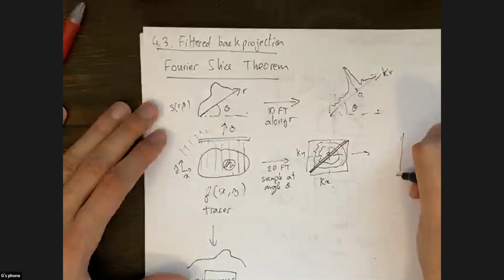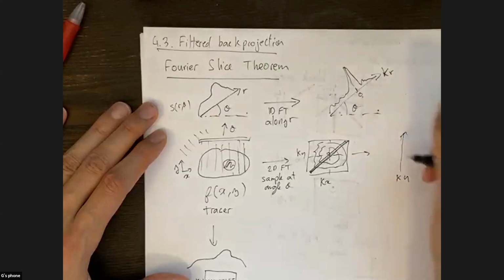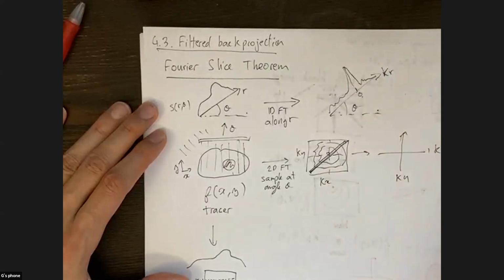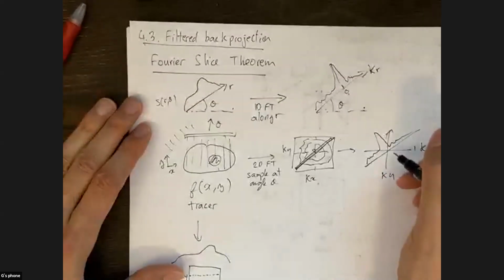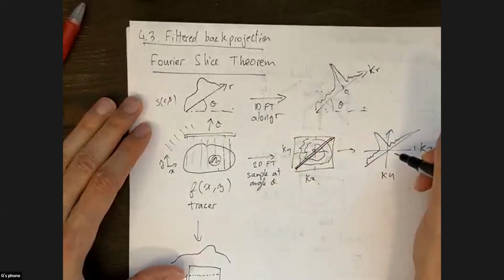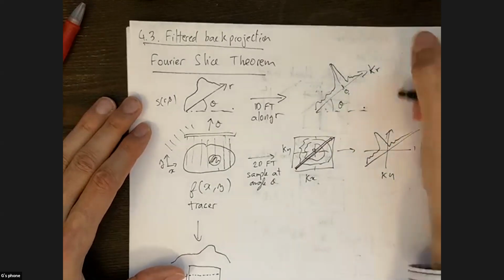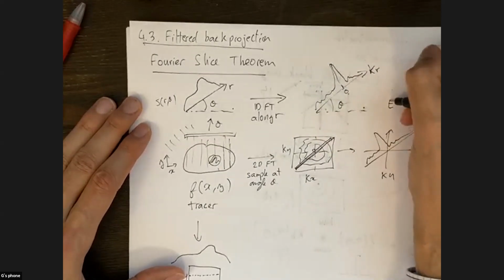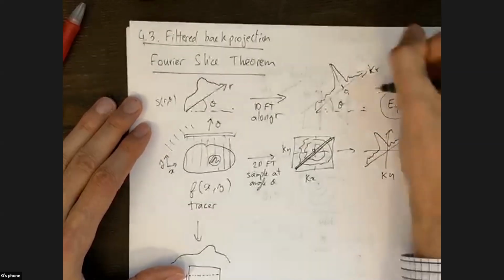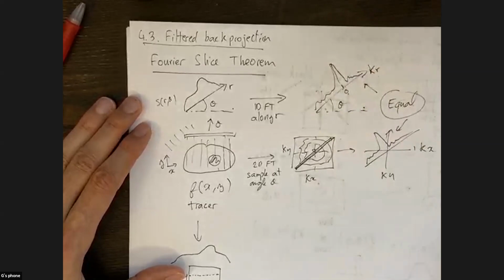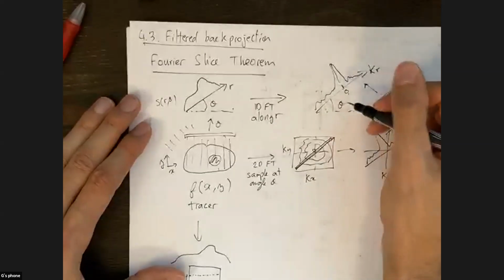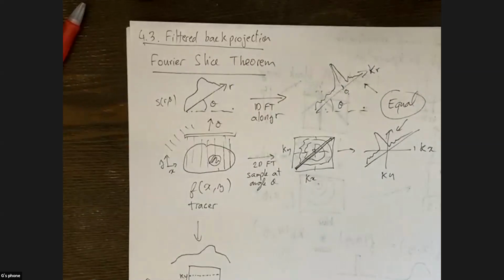So if this is, sorry, this is Ky and this axis is Kx, I can plot the spectrum. So I go from a two-dimensional spectrum here, and I extract a one-dimensional profile from the spectrum, and I plot it here. Okay, and so the point that the theorem makes is basically that those two things are equal. So this spectrum here and this spectrum here, if you compare them, they're exactly the same.